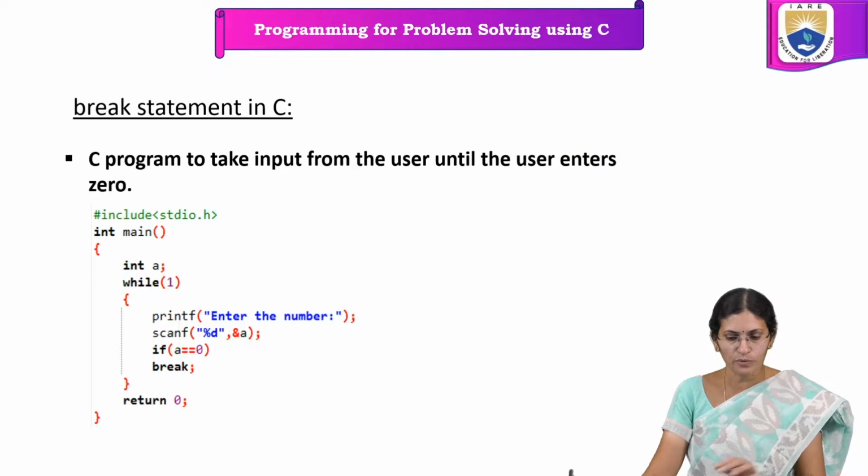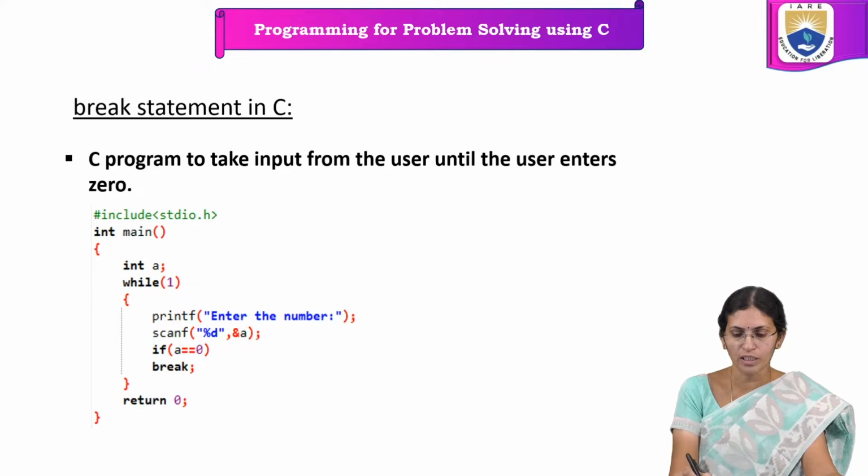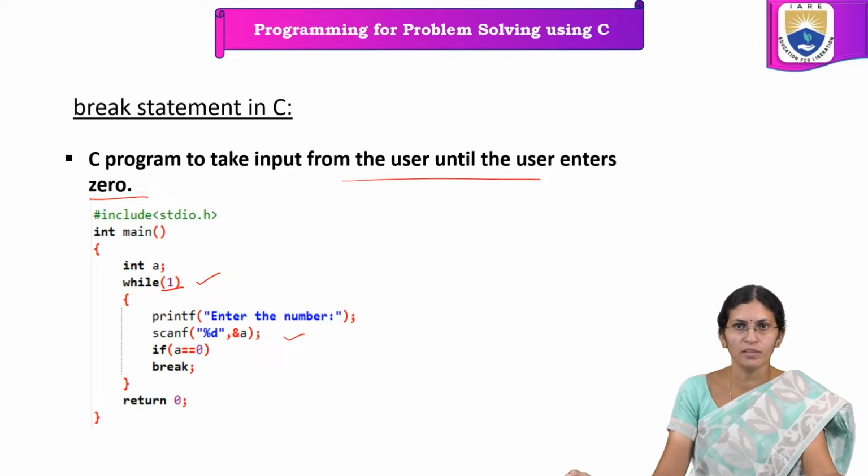Next, let us see one program to take input from the user until the user enters 0. Here we have used a while statement, and the condition is true. This is a program which repeatedly takes input from the user by using the scanf function. It takes an integer value from the user. This loop is an infinite loop, so there should be some way to get out of the loop. The condition to get out of the loop is if the value entered by the user is equal to 0, then we have written a break statement here.